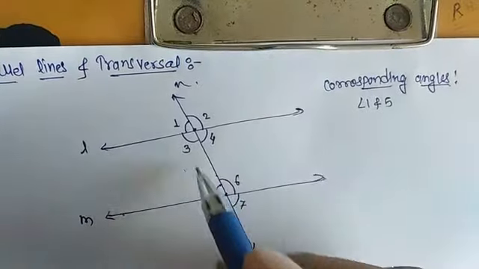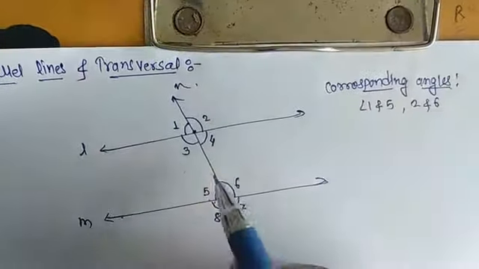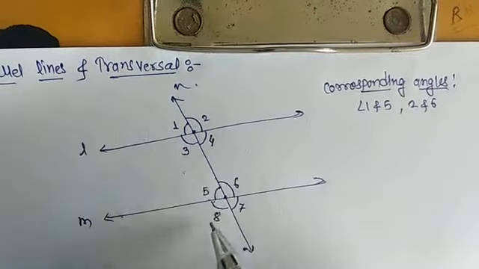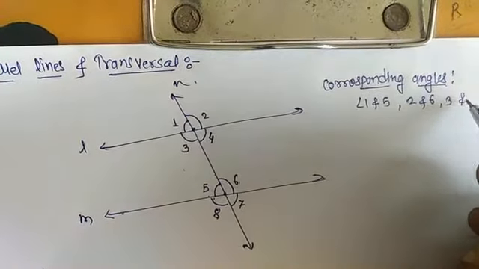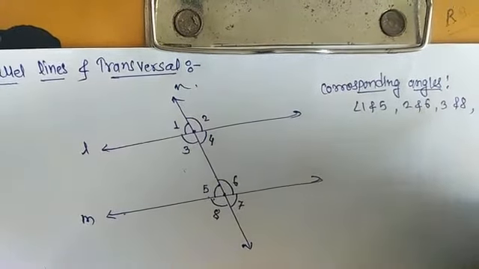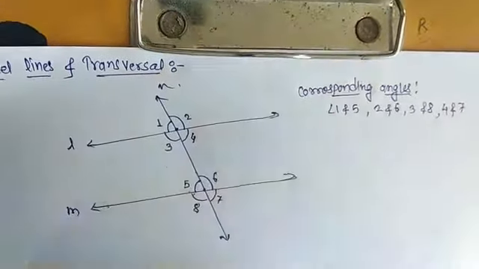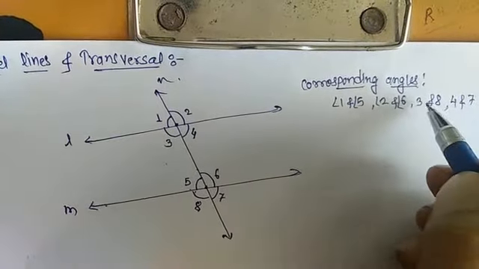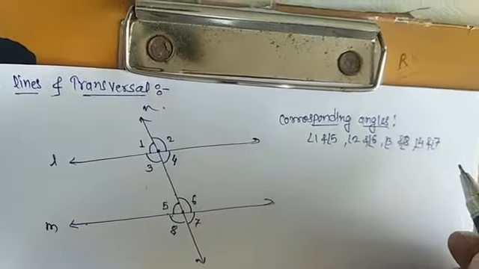The first pair is 1 and 5, the second pair is 2 and 6. Next, 3 is below the line and on the left side of the transversal, so it corresponds to angle 8, so 3 and 8, and 4 and 7. So these are corresponding angles; you may denote them with the angle notation also.